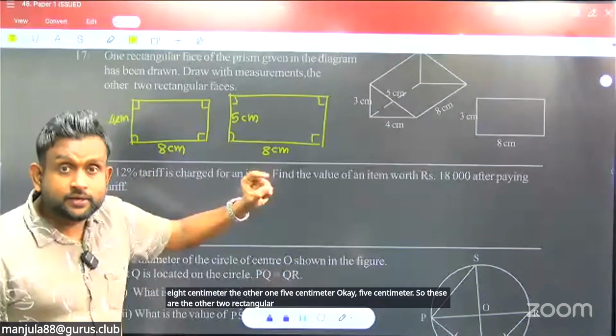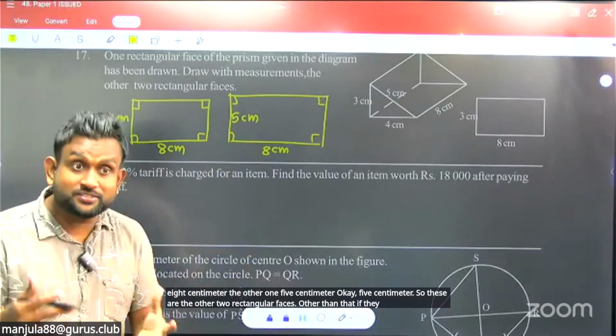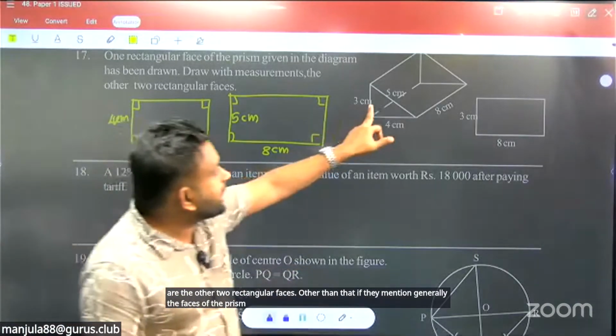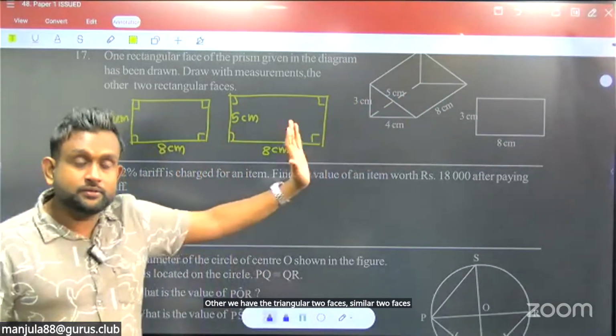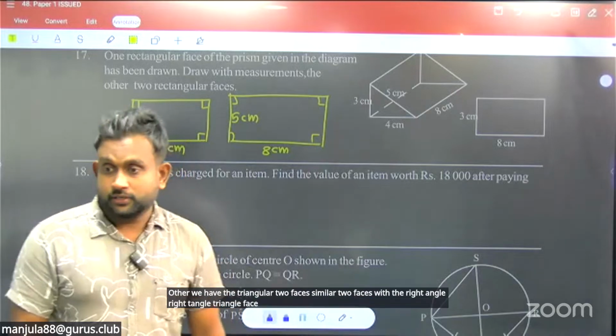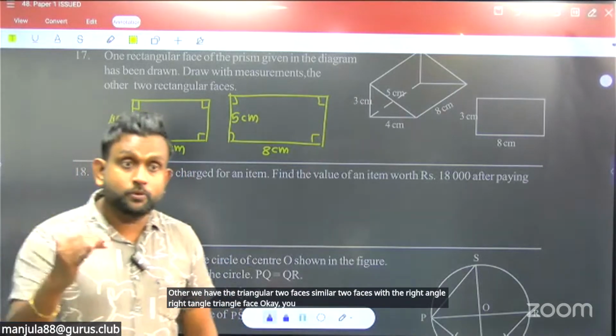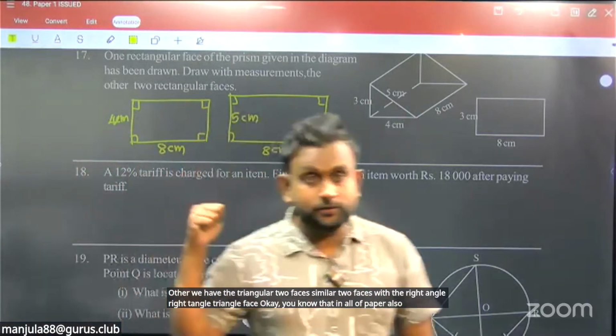Other than that, if they mention generally the faces of the prism, we have the two triangular faces, similar two faces with the right angle triangle face. Okay, you know that in the O-level paper also, that question is given, right?